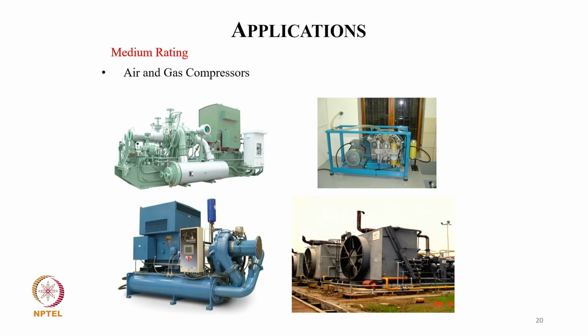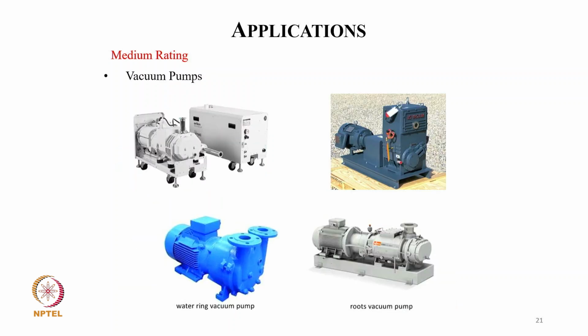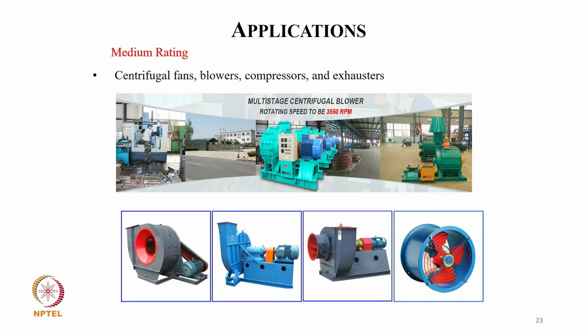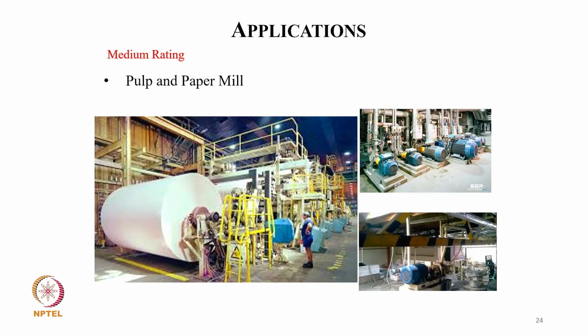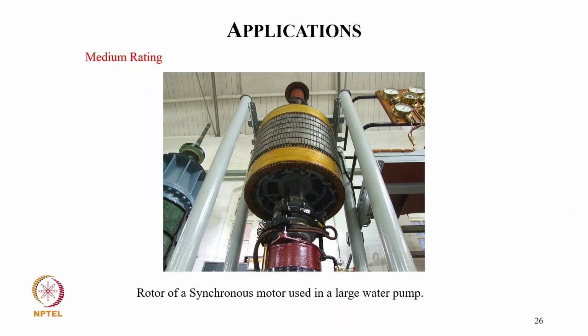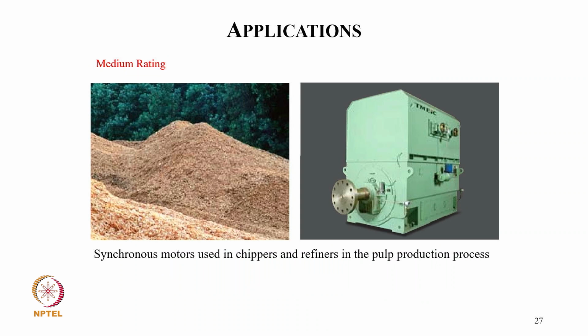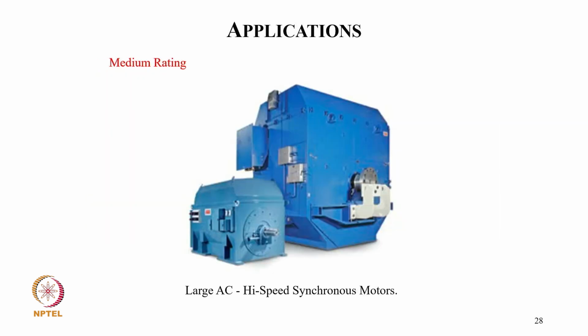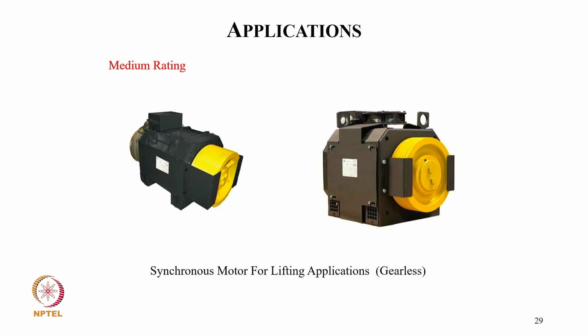Then medium rating air and gas compressors, vacuum pumps, centrifugal fans, blowers, compressors and exhausters, then pulp and paper mills, ball mills, then a medium rating synchronous motor used for large water pumps, then a synchronous motor used in chipper and refiner in the pulp production process, and large high speed motors, and synchronous motors for lifting applications like gearless.